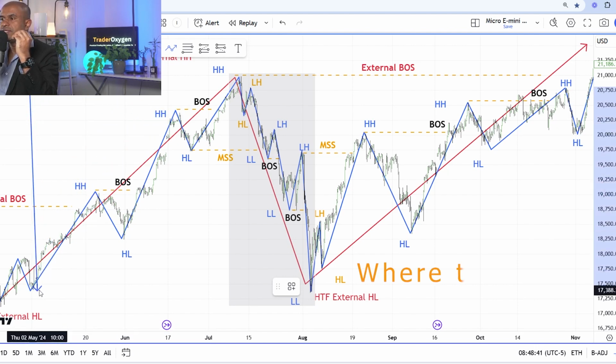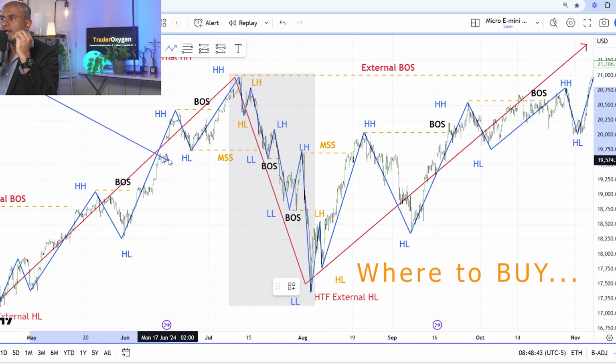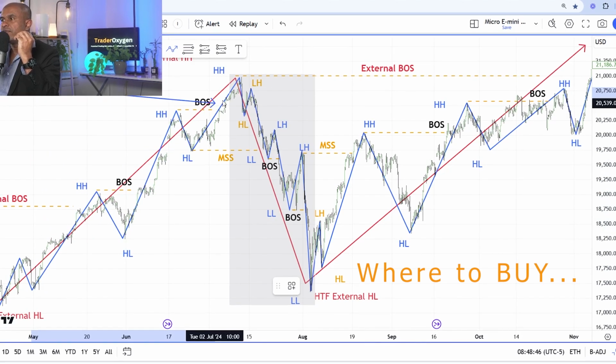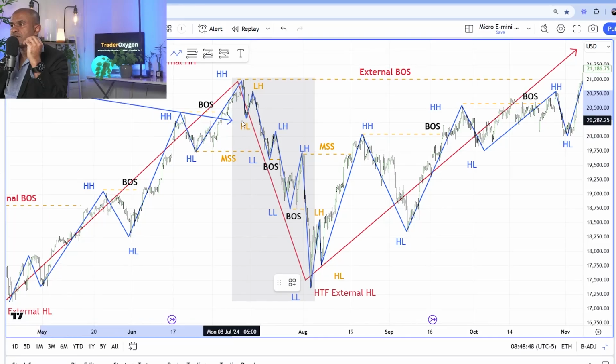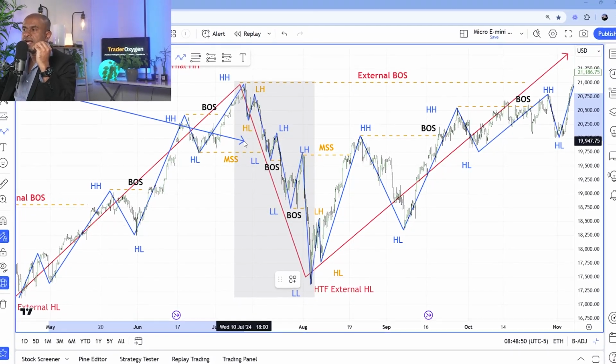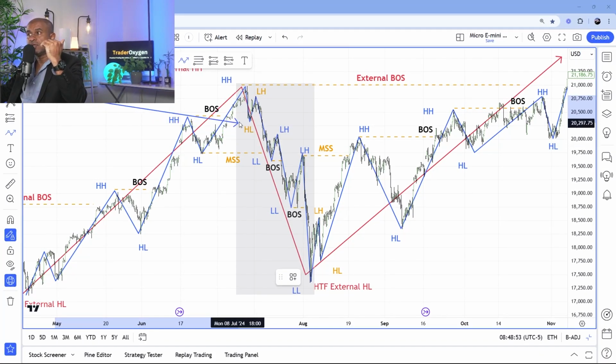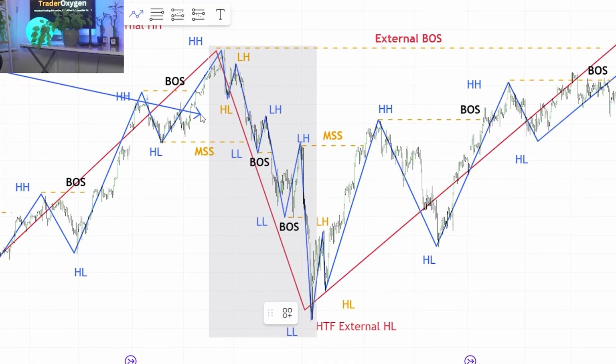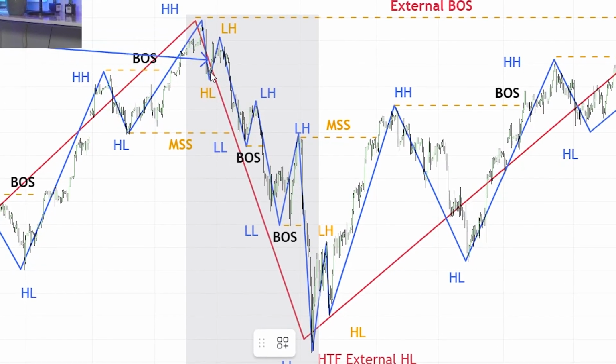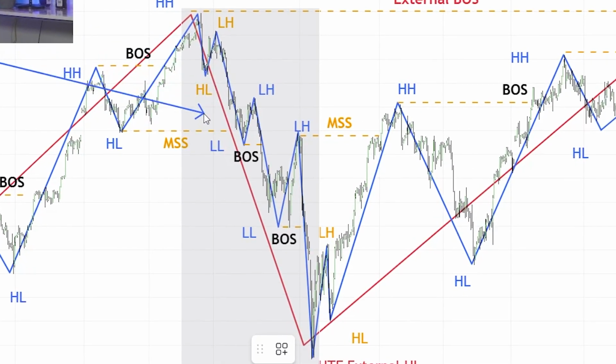So what you can do is, you can buy in this pullback location, and then when you see the 4 hour make a market structure shift, you get to know, okay, now the 4 hour trend has changed downwards, which means most probably the daily pullback has started. So then you have two options.